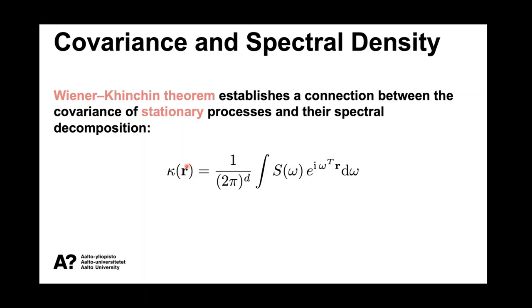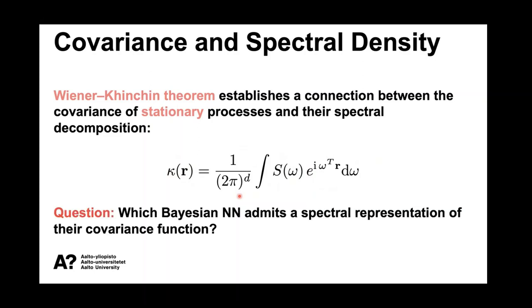We can write this covariance function in terms of the spectral density. This S here is called the spectral density, if it exists, and the rest looks a bit nasty but ends up being not too bad. And now the question is, can we recover this form for a Bayesian neural network, and how can we recover that?